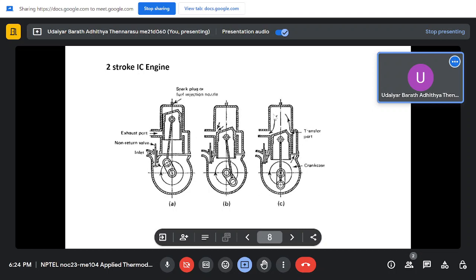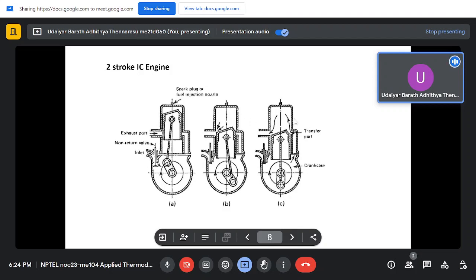Once this is done, the piston will retrace and start compressing the fuel-air mixture present in the cylinder. During compression, the inlet port will open and it will take in fuel-air mixture into the crankcase. So that goes through the cycle: while exhaust gases are removed and the piston is compressing, there is fuel-air mixture coming into the crankcase.